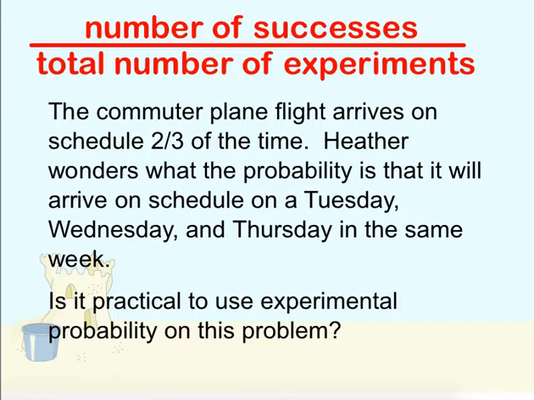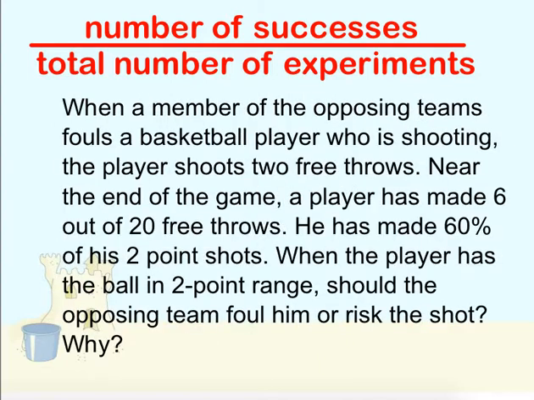And that 2/3 of the time that we have earlier in the problem, that's more of a theoretical probability. It typically comes in 2/3 of the time. So experimental probability would be pretty hard to keep track of in this case. Possible, but pretty hard to keep track of.